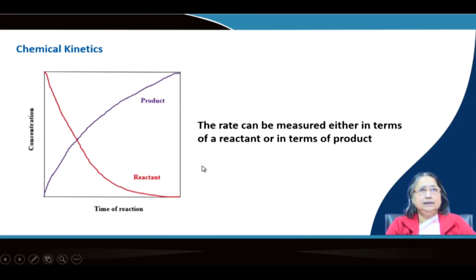Now, if you see the curve, you can easily understand that if we plot concentration versus the time of reaction, then if it is in terms of the reactant, the curve will be like this, because it is decreasing, and in terms of the product it will be increasing. Okay. So, the rate can be measured either in terms of the reactant or in terms of the product.